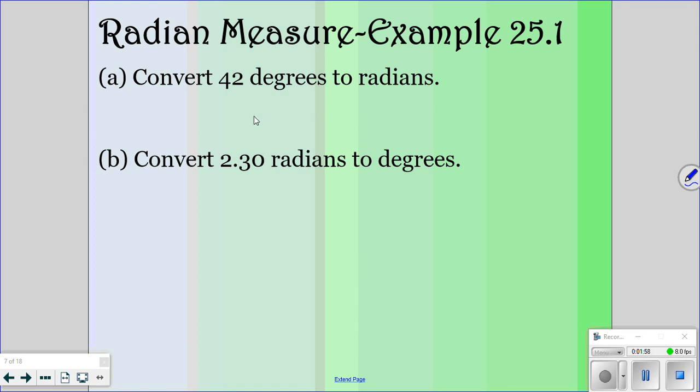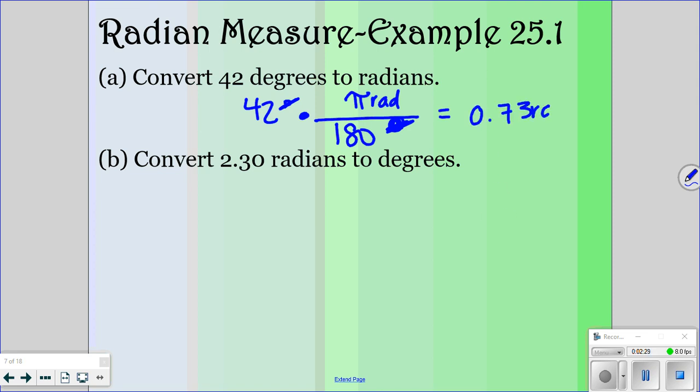So for 42 degrees, we're going to have to get rid of the degrees. So the degrees are going to need to be down in the denominator, so that they cancel. So we're going to have 180 degrees, and then on top, we're going to have pi radians. And so use your calculator, and you'll do 42 times pi divided by 180, and you'll get 0.73 radians.